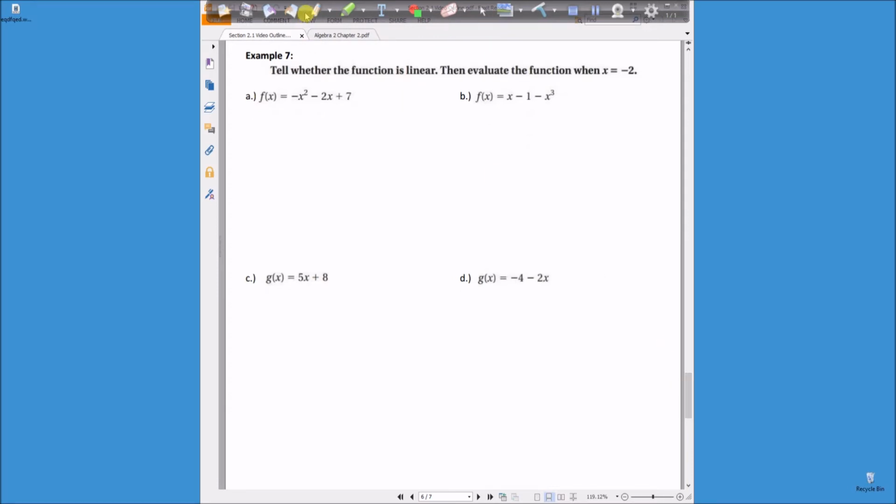All right. So example 7. The question is, use that information we just had there, tell whether the function is linear. Okay, is this function linear? It's a question.